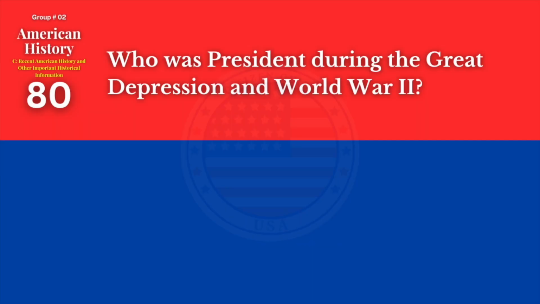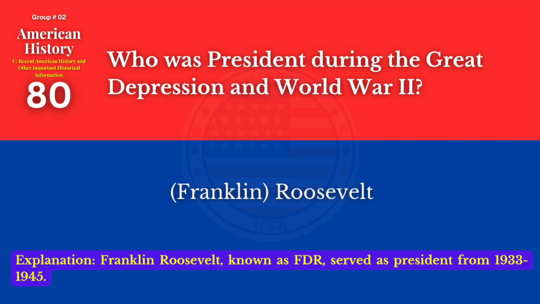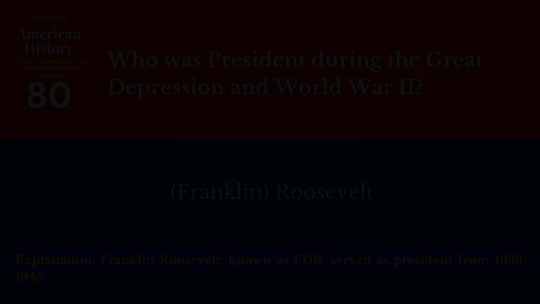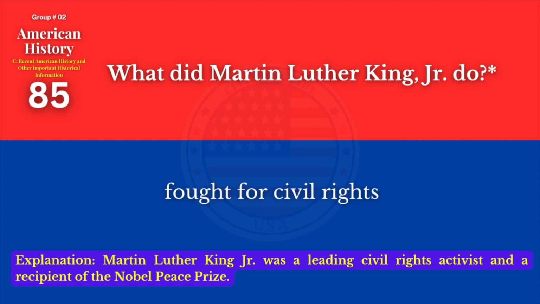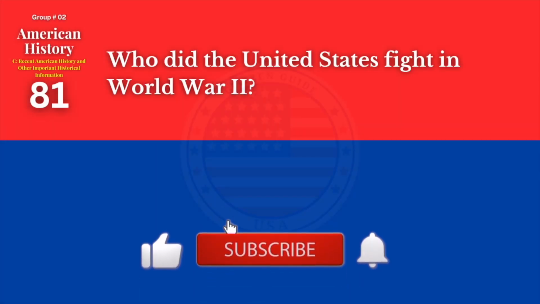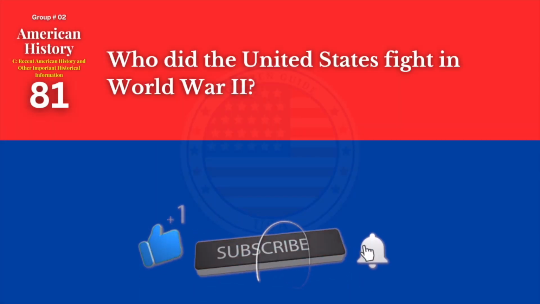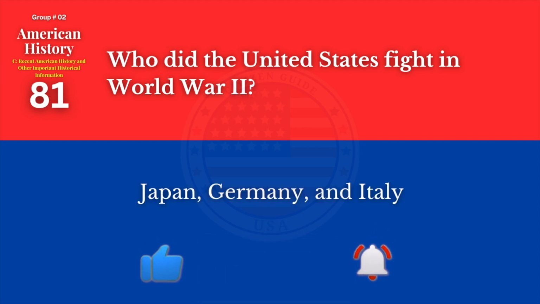Who was president during the Great Depression and World War II? Franklin Roosevelt. What did Martin Luther King, Jr. do? Fought for civil rights. Who did the United States fight in World War II? Japan, Germany, and Italy.